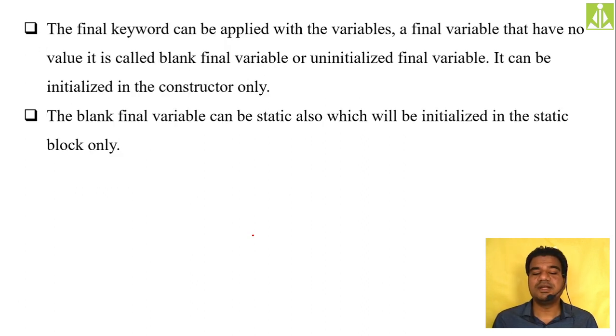The final keyword can be applied with a variable. A final variable that has no value is called a blank final variable or uninitialized final variable, because when you make a variable final, its value will be fixed. It will become like a constant. You cannot modify the final variable anywhere outside a constructor. Anywhere outside a constructor, modification of a final variable is completely restricted.